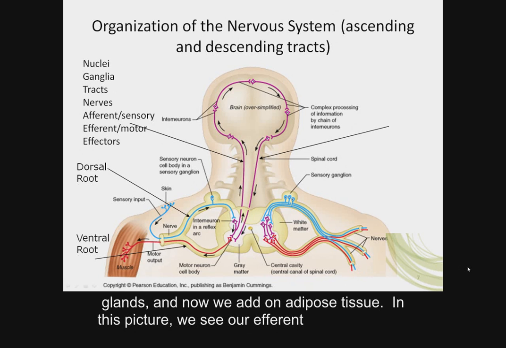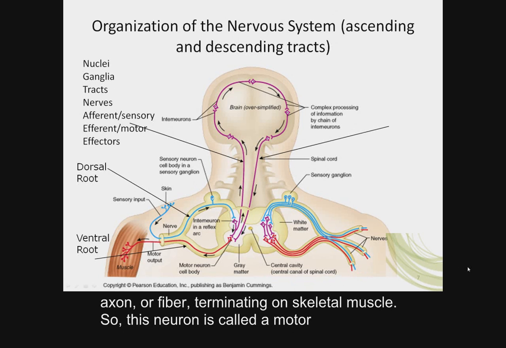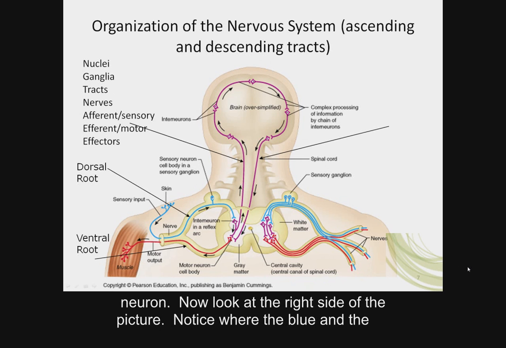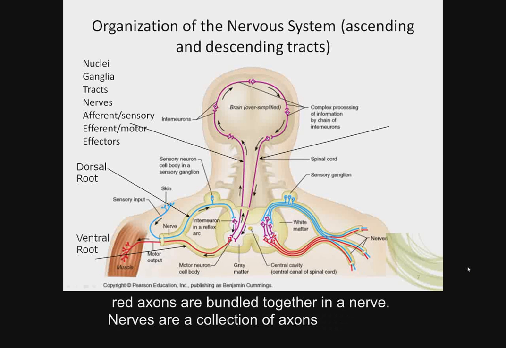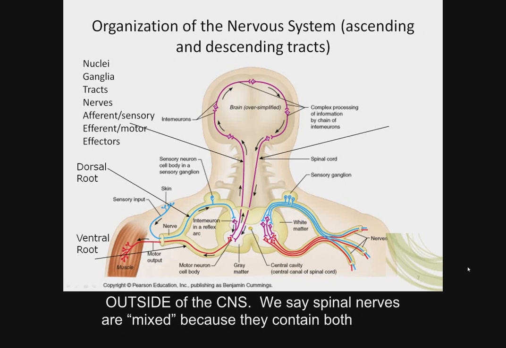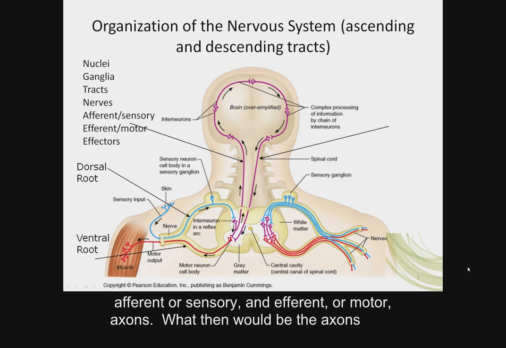In this picture, we see our efferent axon or fiber terminating on skeletal muscle. So this neuron is called a motor neuron. Now look at the right side of the picture. Notice where the blue and the red axons are bundled together in a nerve. Nerves are a collection of axons outside of the central nervous system. We say spinal nerves are, quote, mixed because they contain both afferent or sensory, and efferent, or motor, axons.